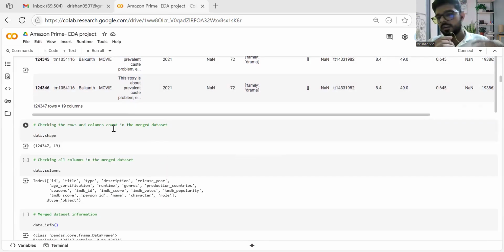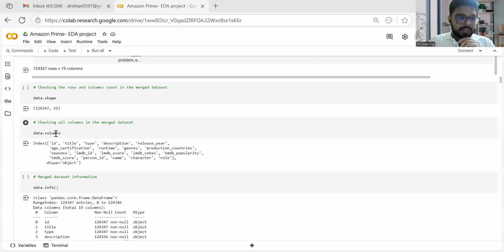Now we identify how many rows and columns there are in the merged data set. This is done with the function data.shape, which gives the number of rows and columns in a merged data set. Then we can check all the columns in the merged data set before diving into cleaning the data or the visualization part. So these are the unique columns of the merged data set.